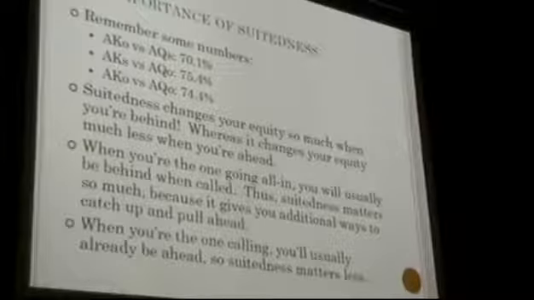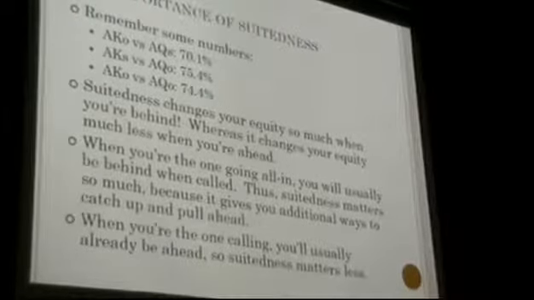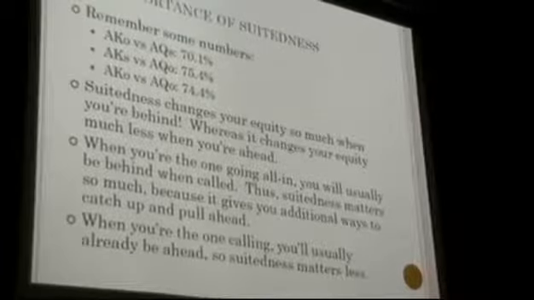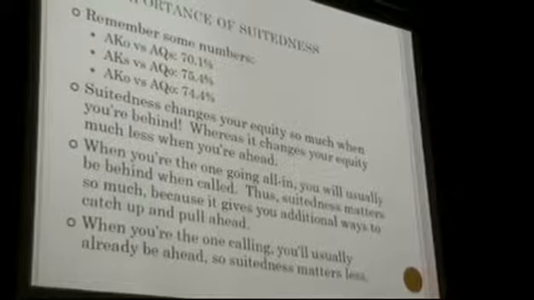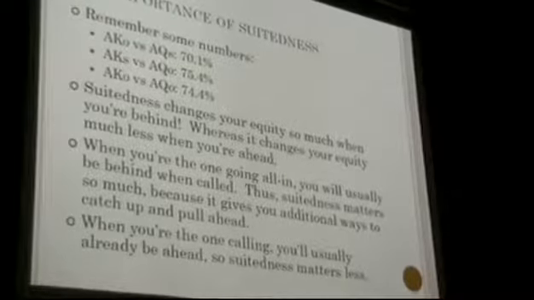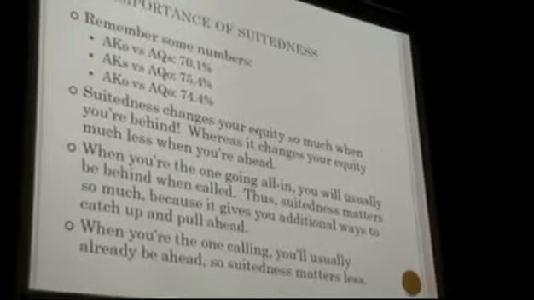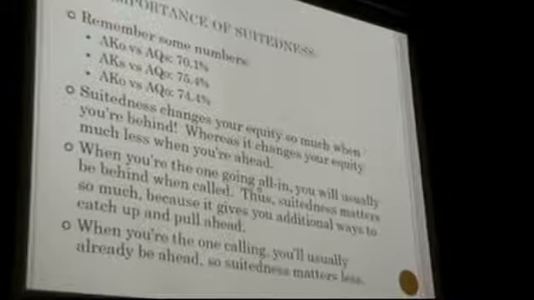So suitedness matters a lot more when you have a hand like 5-4. You really need your hand to be suited. 5-4 suited is just miles and miles better than 5-4 offsuit. But Ace-King suited and Ace-King offsuit are kind of similar because your hand is so good already. So this is why when you're the one going all in, you really want a suited hand.